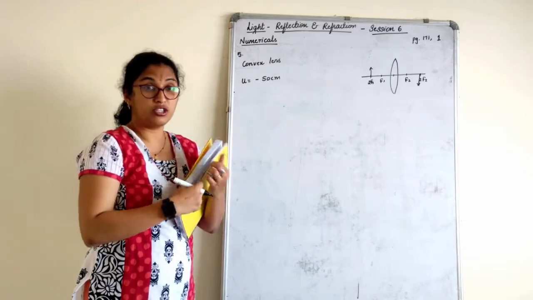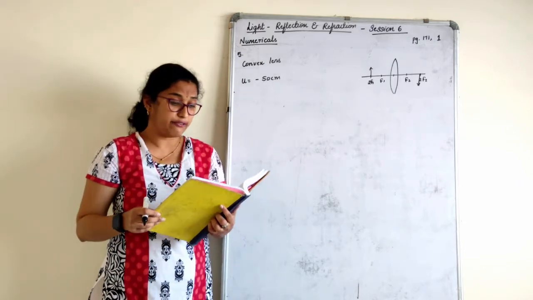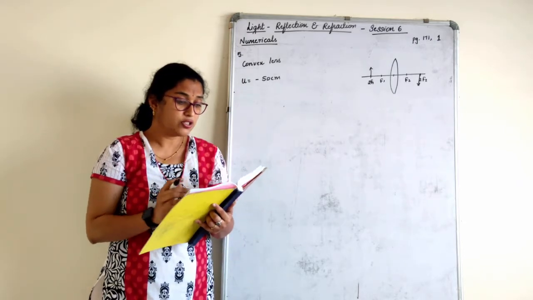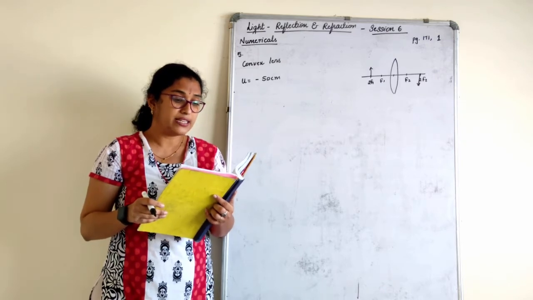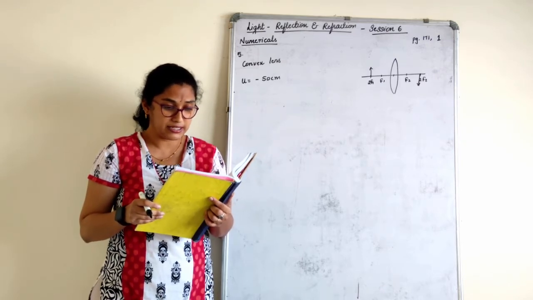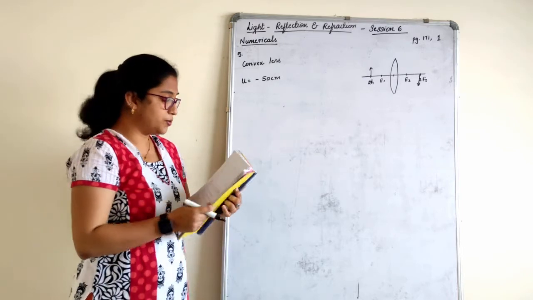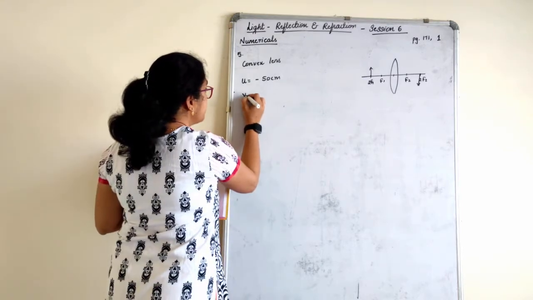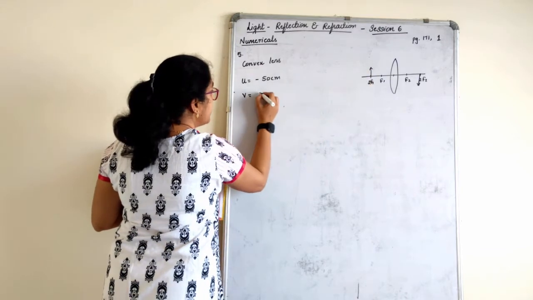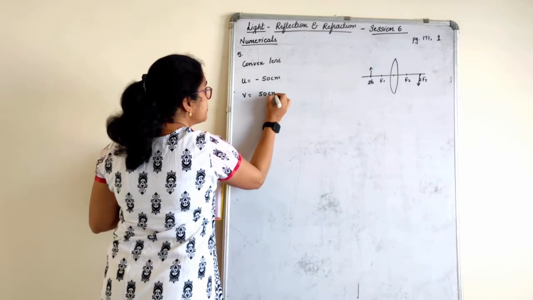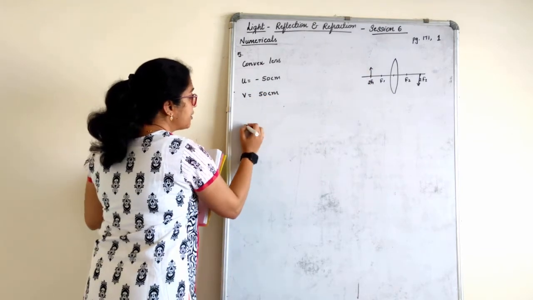Now look at this question, children. I will try to solve it orally and give you the answer. Also find the power of the lens. Where is the needle placed in front of the convex lens if the image is equal to the size of the object? That means v is equal to 50 centimeter. We have to find the power of the lens.